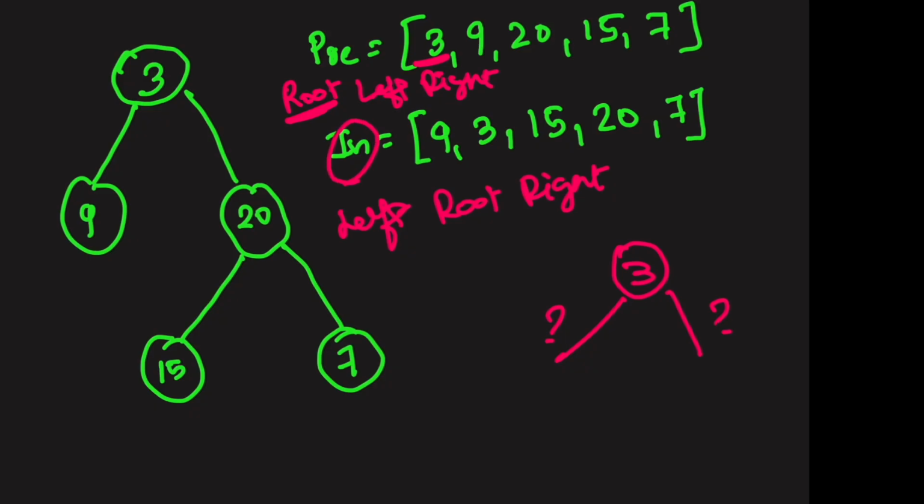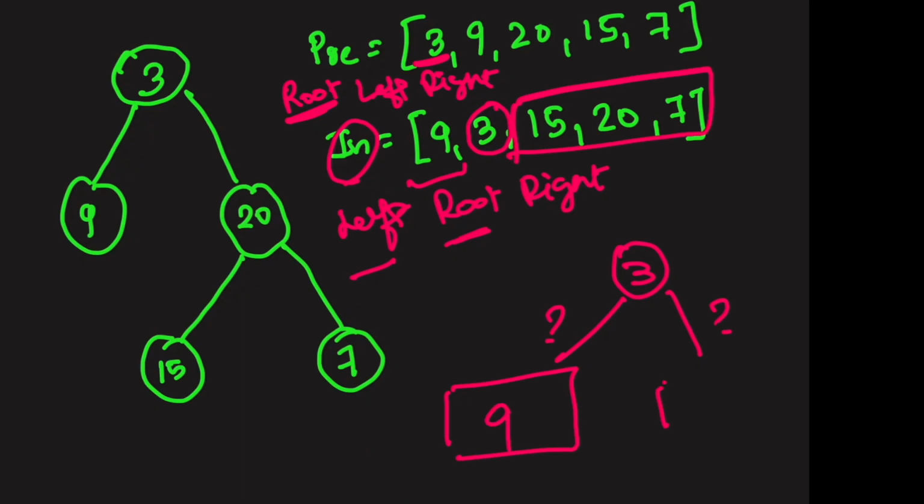So we know that if the middle one is the root, then the left side of the tree is the left part, and the right side of the tree is the right part. So if you see 3, if I make 3 as a root, my 3 is here. Okay, so this part will become my left, which is 9, and this part will become my right part of the tree, which is 15, 20, and 7. Okay, so that's how preorder and inorder traversal are going to help us.